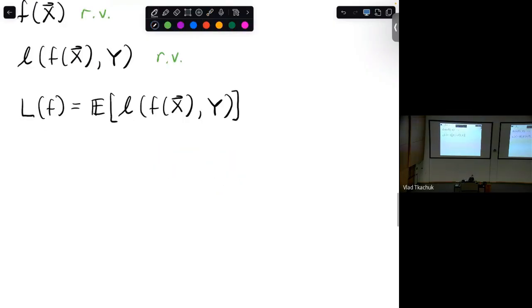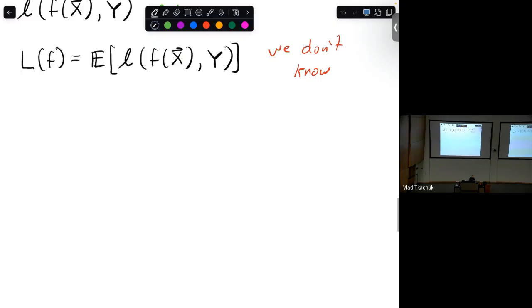And unsurprisingly, we have this data set, right? So what do we have? Okay, and importantly, we don't know this. So we don't know this guy. We want to estimate it. Let's estimate it using n samples.